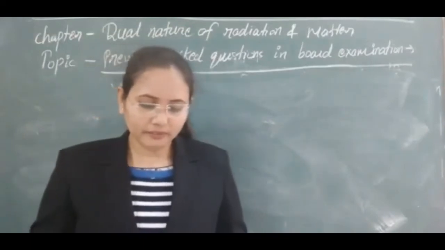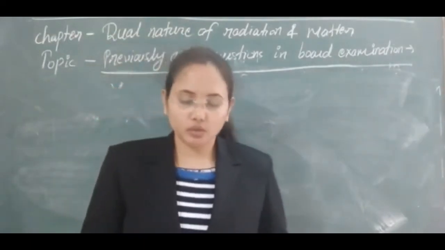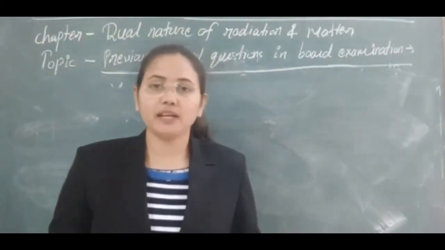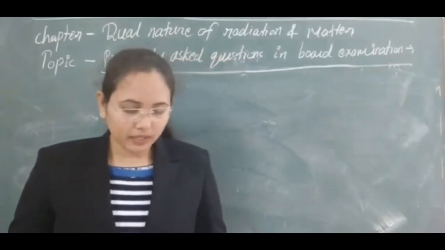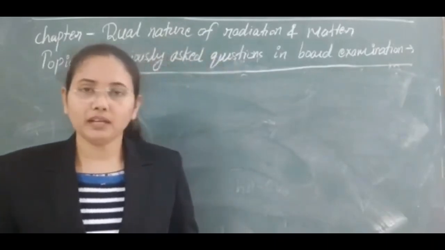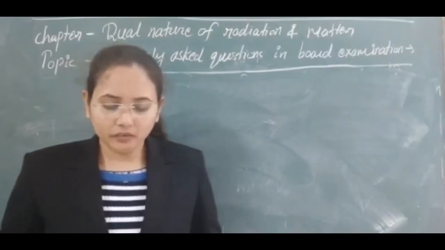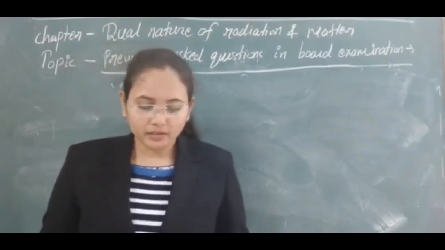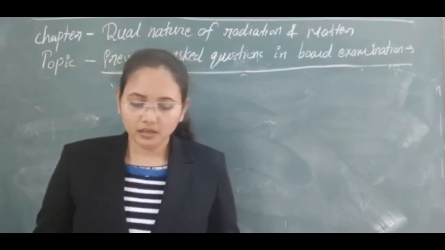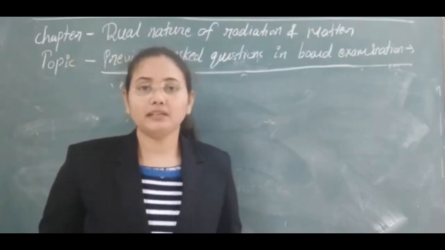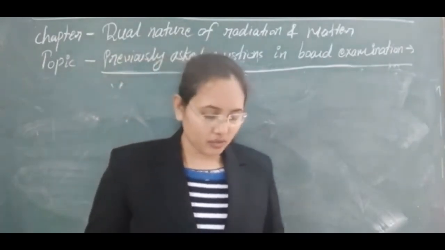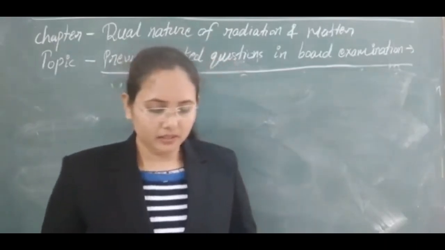Monochromatic light of frequency 6 into 10 to the power 14 hertz is produced by a laser. The power emitted is 2 into 10 to the power minus 3 watt. We have to calculate first the energy of a photon in the light beam, and the number of photons emitted on average by the source. So this question is a little complicated. Let's see that.